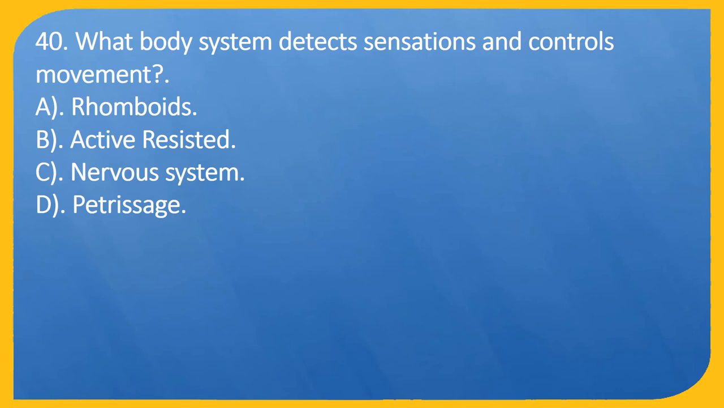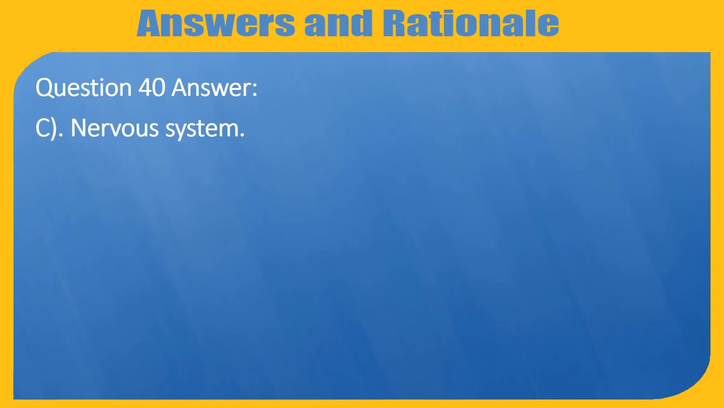Question 40. What body system detects sensations and controls movement? A. Rhomboids. B. Active resisted. C. Nervous system. D. Petrissage. Question 40. Answer. C. Nervous system.